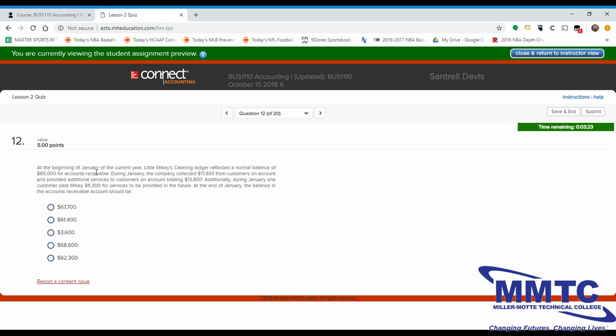Go ahead. At the beginning of January, the company reflected the normal balance of $65,000 for accounts receivable. In January, the company collected $17,400. Just go ahead and click through. We're going to get to the end, because we only have 3 minutes.